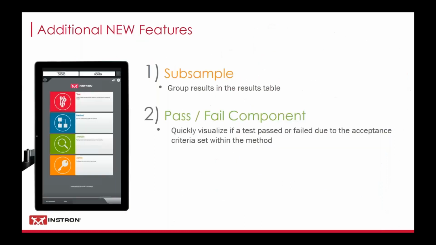Now that we reviewed Bluehill security options, as a special bonus, I wanted to share 2 new features that can help you better visualize your Bluehill results. So the first is Subsample. Subsample allows users to group their test results. And the second one is adding a pass-fail component to your workspace to quickly visualize if a test passed or failed based on the acceptance criteria that's set up within the test method.